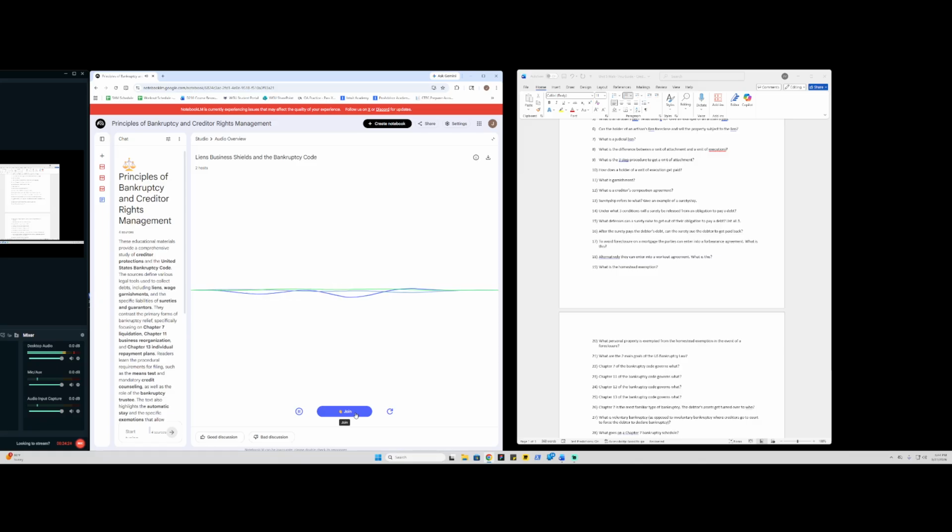Yes, those are the rights for the creditor when seeking payment from the debtor. That's perfect.